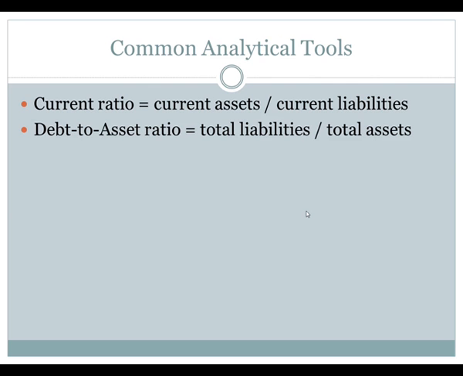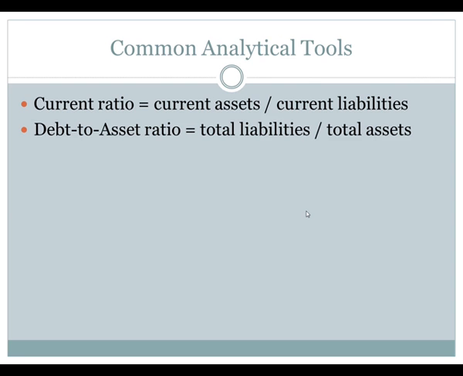So some portion of our assets are financed through debt or liabilities, and some portion of our assets are financed through equity. The debt-to-asset ratio is just simply a measure of that relationship. What proportion of our assets are being financed through liabilities or through debt? And so you might have, say, $40,000 of liabilities and $100,000 of assets. That would be a 40% debt-to-asset ratio.